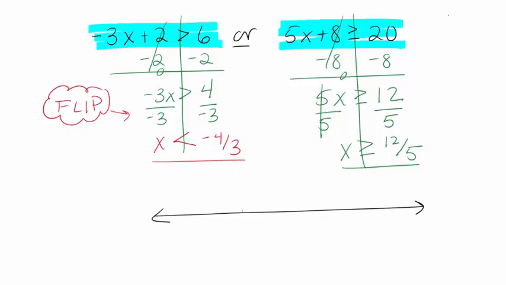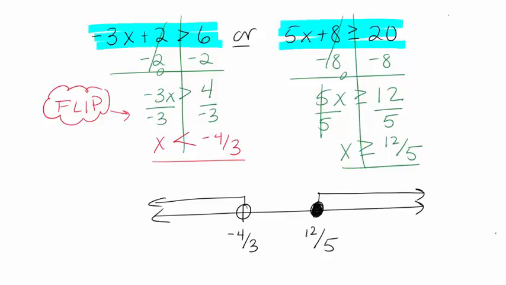I always like to grab the smaller number and do that first. X is less than, so we have an open dot. We're going to go to the left. X is less than negative 4/3, or x could be greater than, so I'm going to fill in that dot, greater than or equal to 12/5. So what you should get from this is that x could exist to the left of negative 4/3, or it could exist to the right of 12/5.